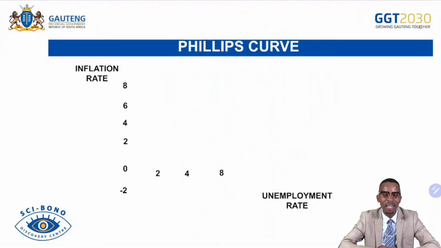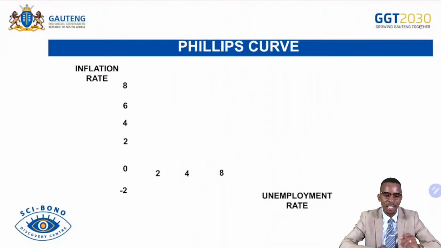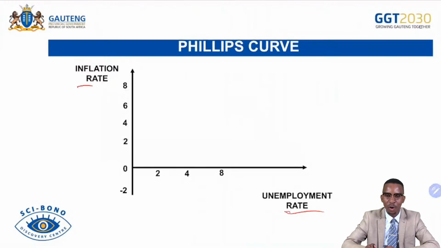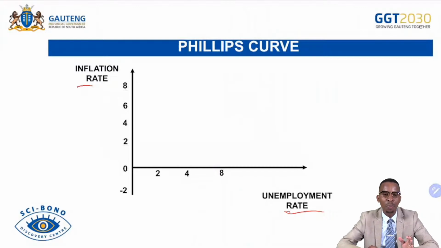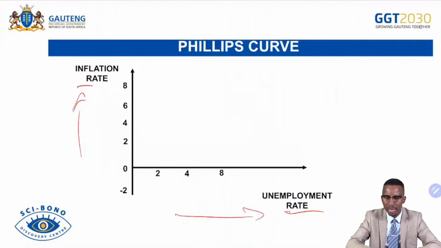So let's draw the Phillips curve together so that you can see what actually happens. On our vertical axis, we have the inflation rate. And then on our horizontal axis, we have the unemployment rate. Here it is. Meaning our unemployment will be shifting on the horizontal axis and our inflation will be shifting on the vertical axis. So the increase will be moving up, the decrease will be going down. The increase will be moving to the right, the decrease will be moving to the left.